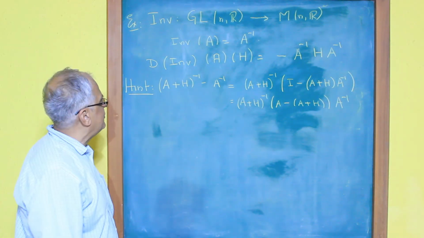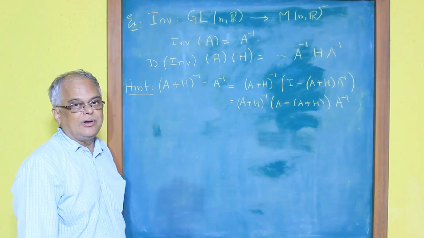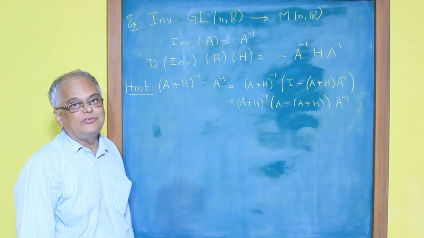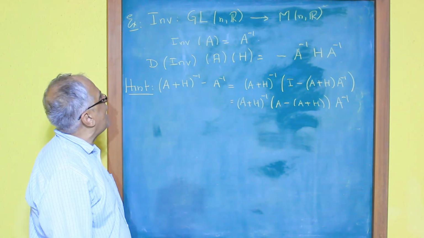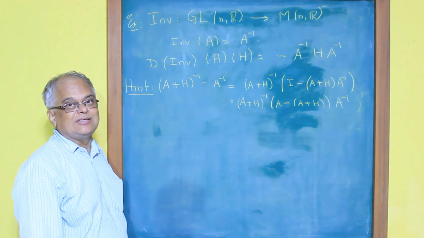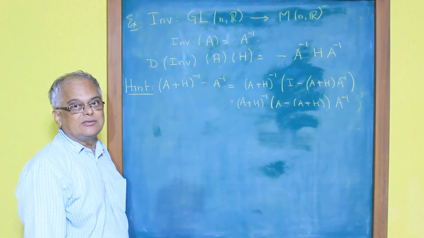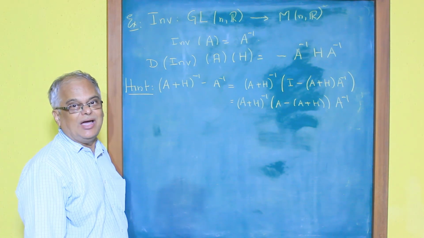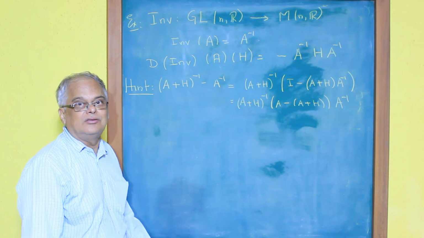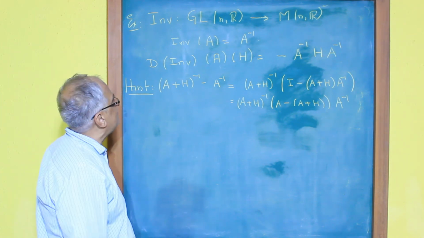So the last time we were talking about the map inverse. The map inverse is a map from invertible matrices to M n R, given by inv of A, where A is an invertible matrix, is A inverse. This is exactly the same as for real numbers. It is x going to 1 by x. d by dx of 1 by x is minus 1 by x squared. This is what we are trying to understand.